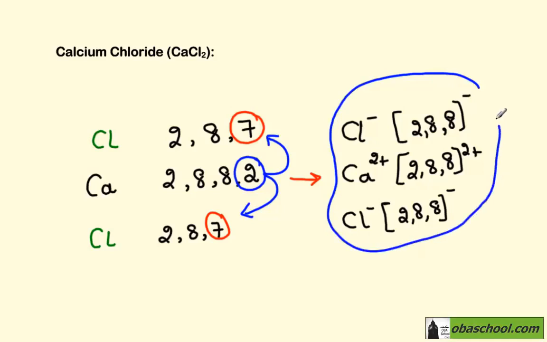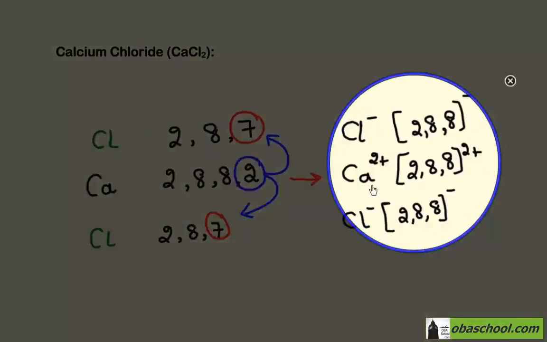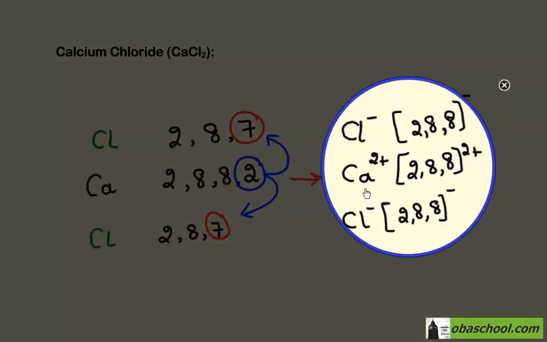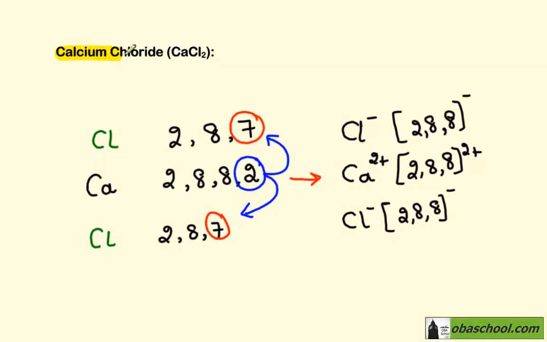Ca2+, Cl-, and Cl- are the ions that form CaCl2, where calcium loses 2 electrons and they are transferred to 2 chlorine atoms. Calcium lost 2 electrons, so it has the charge 2+. Chlorine gained 1 electron, so it's Cl-. This is the formation of ionic bonding in CaCl2.